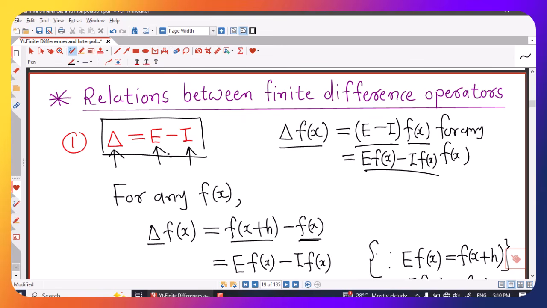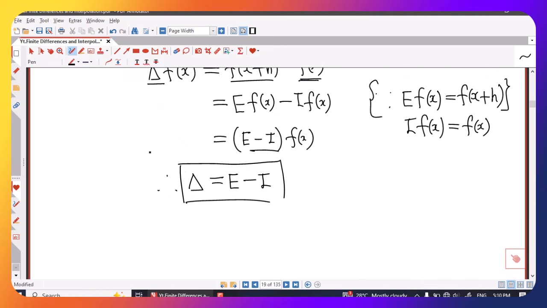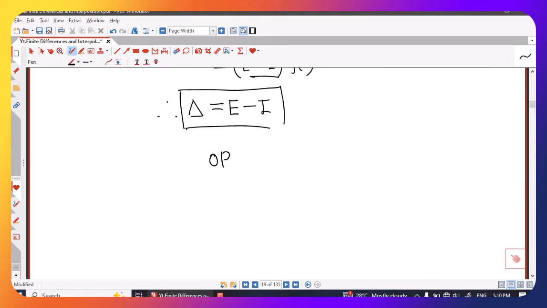If you wish, you can prove it by starting with the right hand side. You can start with (E minus I) f(x) and show that it is equal to delta f(x). We can write it in another way also. Suppose for any f(x), I am interested in (E minus I) f(x), and I will show that this is equal to delta f(x).